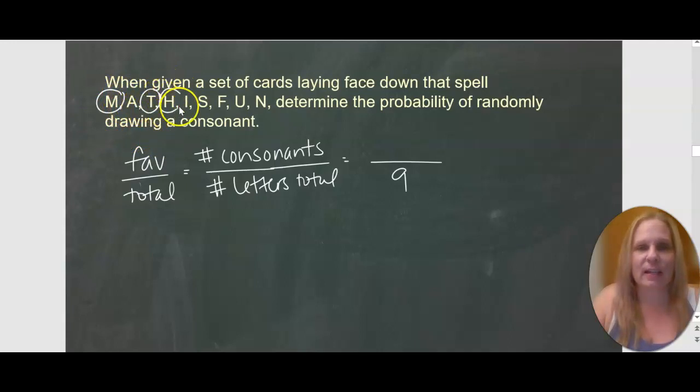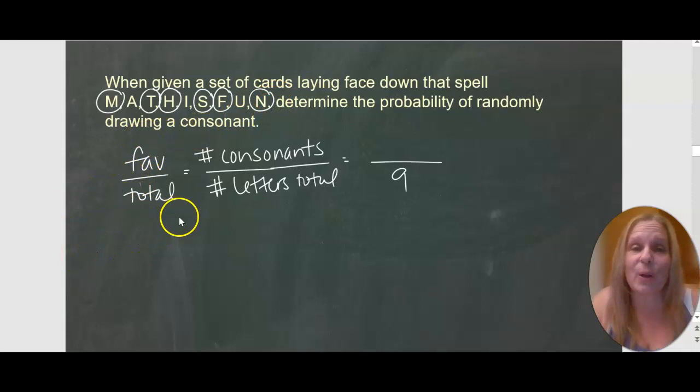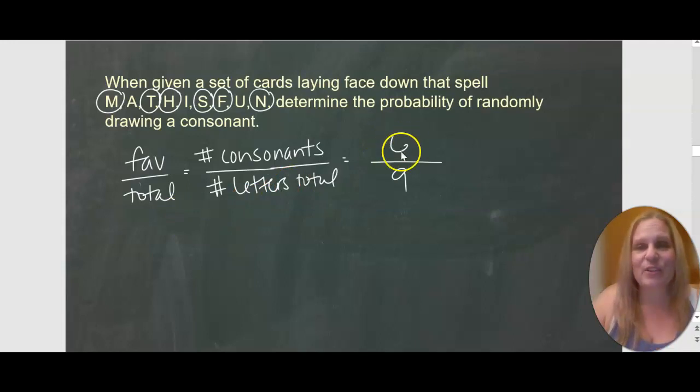T, H, not I, skipping over I, S, F, skipping over this letter right here, and then N. So, how many letters did I circle? I'll pause so that you can count. 6 of them. So my answer is 6/9. Now, again, lots of ways we can write this, right?